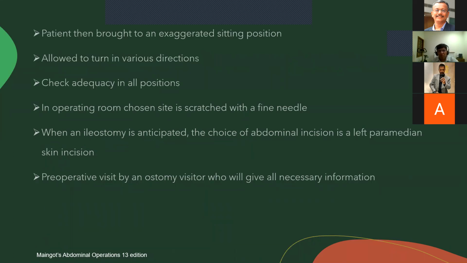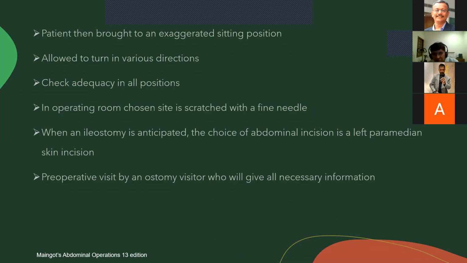The next thing we need to do is bring the patient to an exaggerated sitting position and see whether any of the folds are coming in that place and disturbing it. We turn the patient from side to side and check for adequacy in all the positions. When we take the patient inside the operating room, after anesthesia and before we start scrubbing the abdomen, we mark that site and scratch it with a fine needle, so that during the surgery, even if the pen mark goes, we will know where it is. When an ileostomy is anticipated, the choice of abdominal incision is usually a left paramedian skin incision.